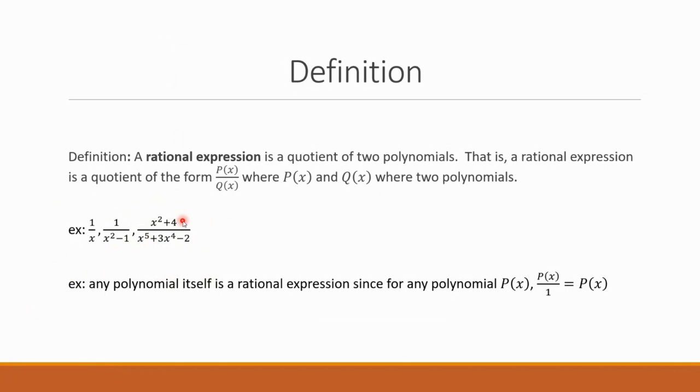In fact, just like any integer itself is a rational number, the same thing with rational expressions. Any polynomial itself is a rational expression, because you could think of the polynomial as the polynomial over 1. Technically, we have seen these before, although I didn't call them rational expressions until now.